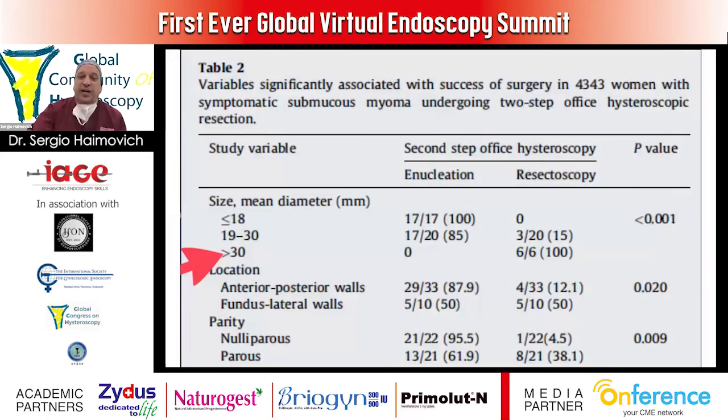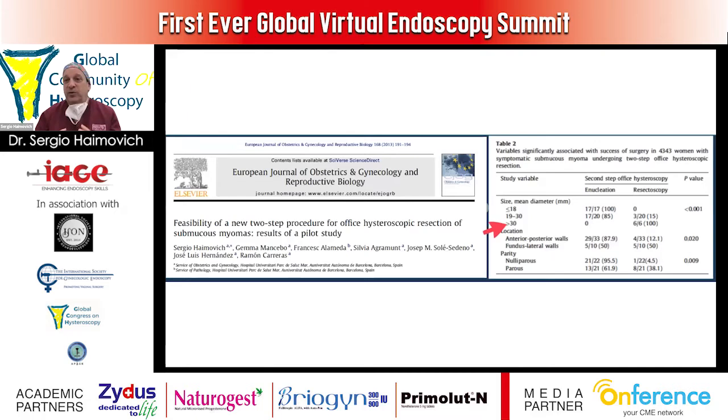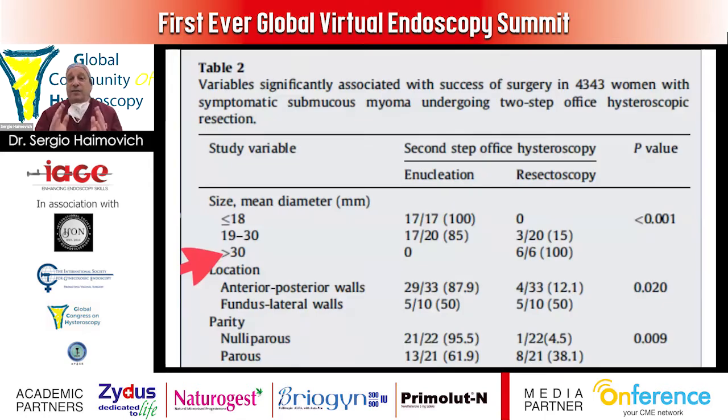We did it with fibroids G1, G2, not G0. What we did is the enucleation, and these are the results. For fibroids up to 18 millimeters, 100% success. It's easy to do the enucleation. Those that are a little bit bigger, up to 3 centimeters, had an 85% success rate, depending on the size of the cavity. But more than 3 centimeters, look, 0%, because the myoma was bigger than the cavity.